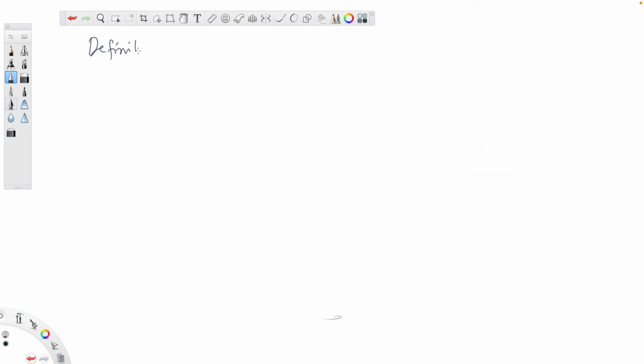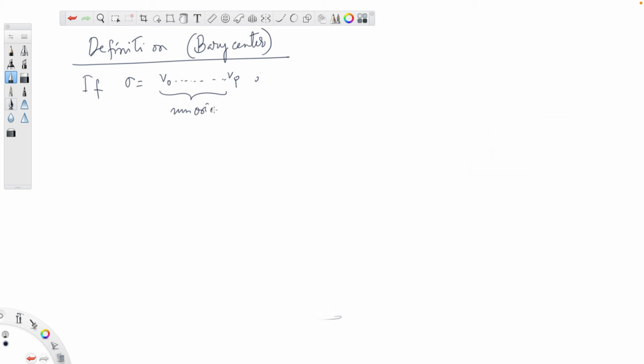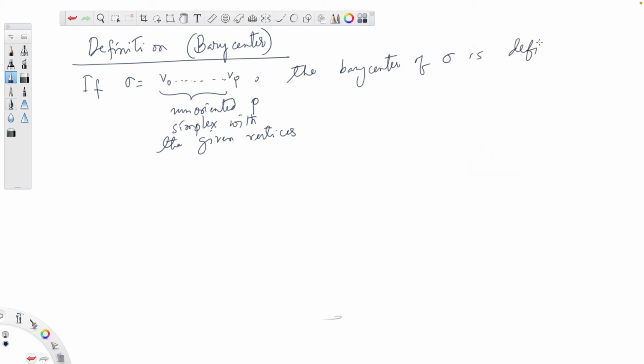Definition, barycenter. If sigma from V0 all the way up to VP is an unoriented P simplex with the given vertices, the barycenter of this unoriented P simplex sigma is defined to be, denoted by sigma hat, equal to the sum of all terms 1 over p plus 1 times vi, where i ranges from 0 to p.